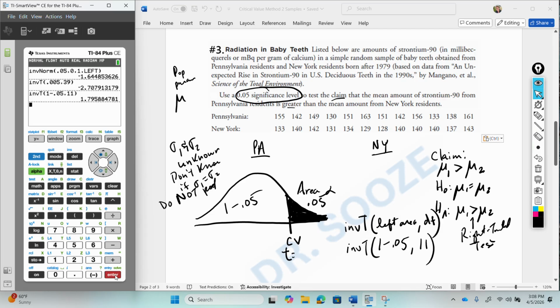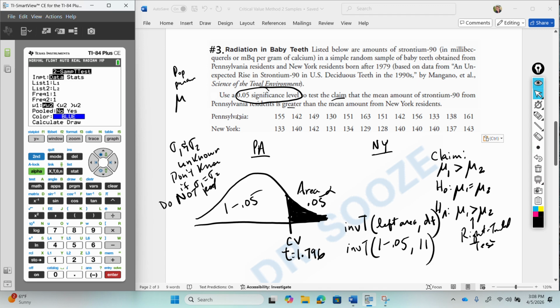Okay. And so, as expected, my critical value is 1.796. Now let's get the test statistic. If I go to the test statistic, press stat and go to tests, I do have a 2 sample, and I want to do a t-test because critical values and test statistics are t-scores. I have not been given summary statistics. I've been given the raw data.